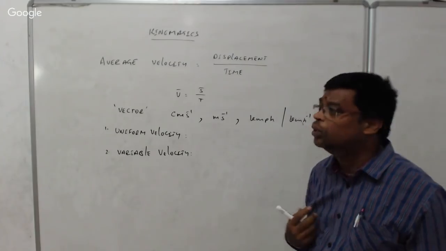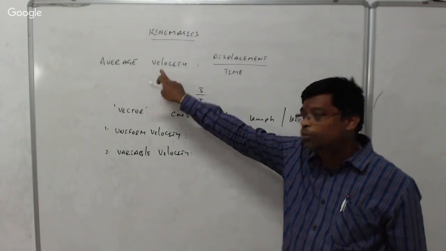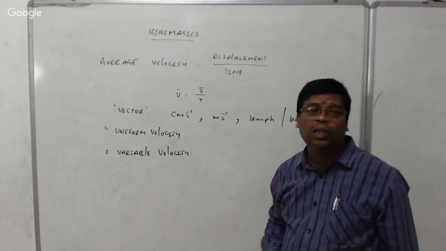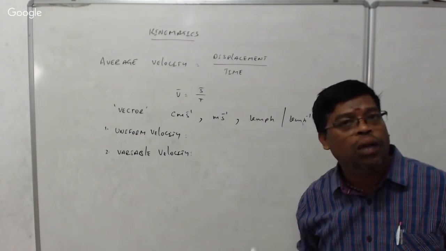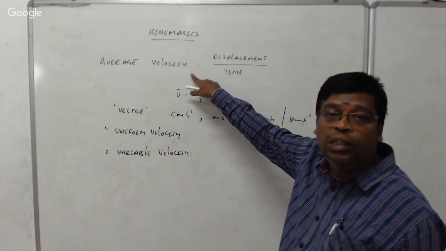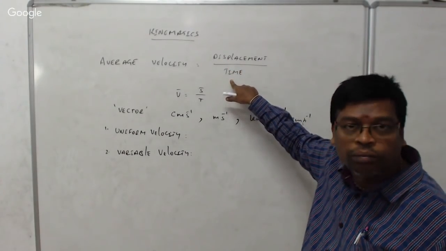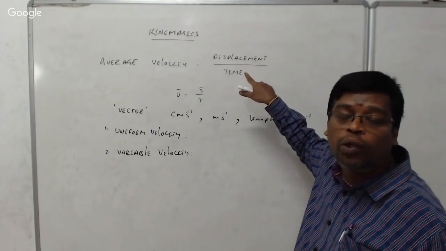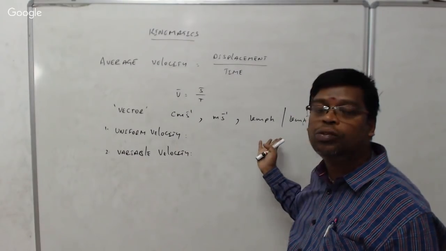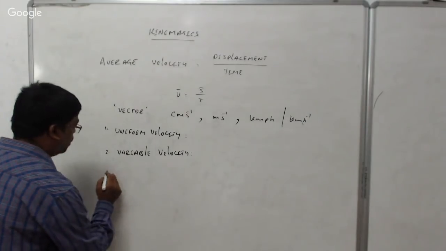Then how to define average velocity? Average velocity comes next to variable velocity. So what is average velocity? For a body moving with variable velocity, the average velocity is the ratio of total displacement to the total time taken. Total displacement by total time taken. So we have come across all these things. What is the next one? Instantaneous velocity.